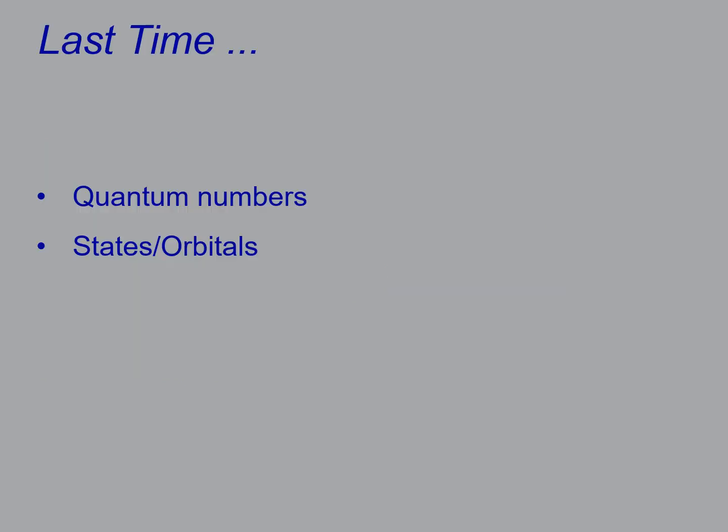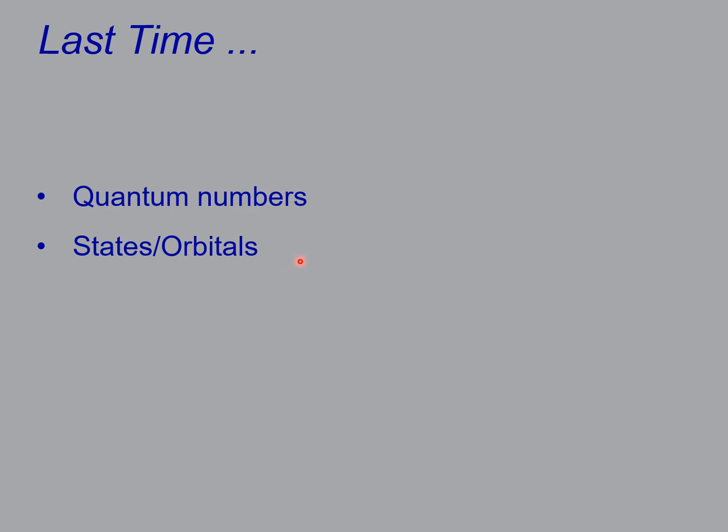Last time we talked about quantum numbers and how they're related and what's a valid set, what isn't. And we talked a little bit about electron states. I like to use the word states. Other people use the word orbitals. They're kind of equivalent. So keep that in mind.